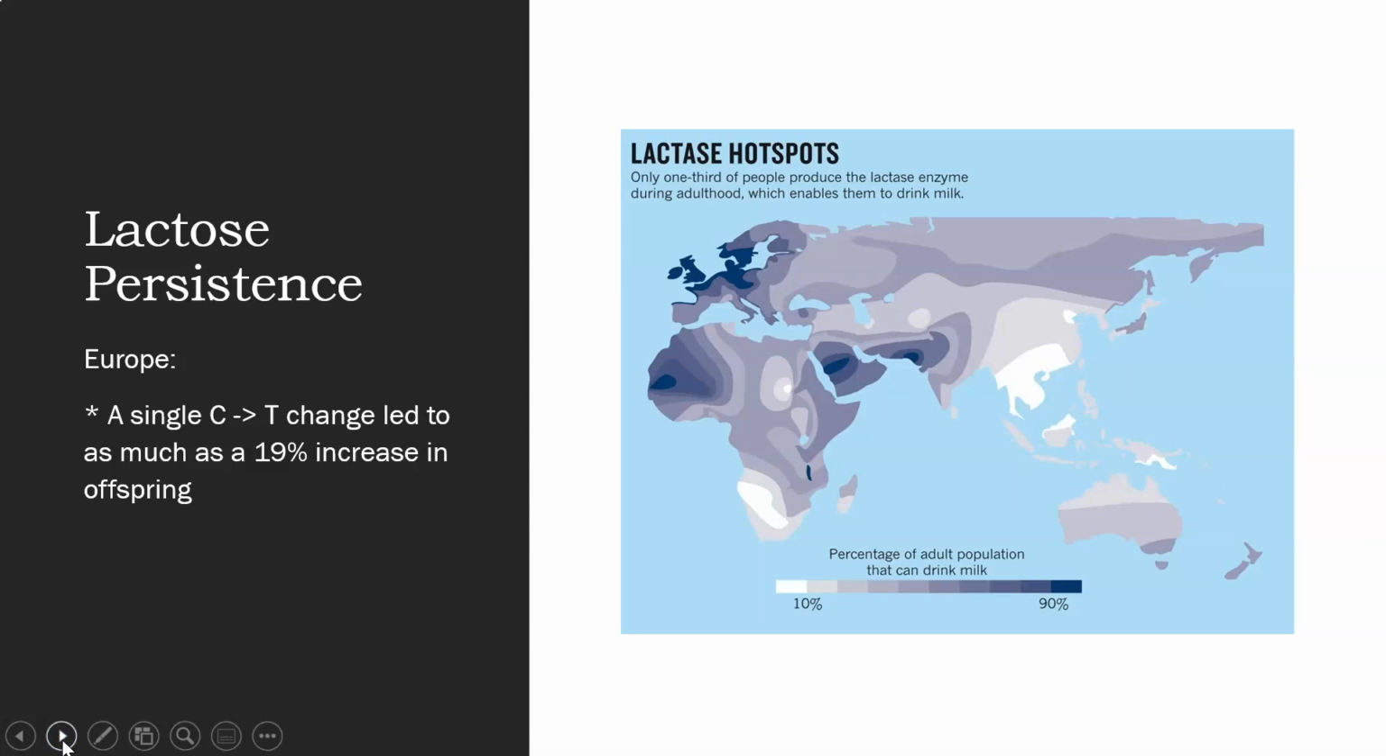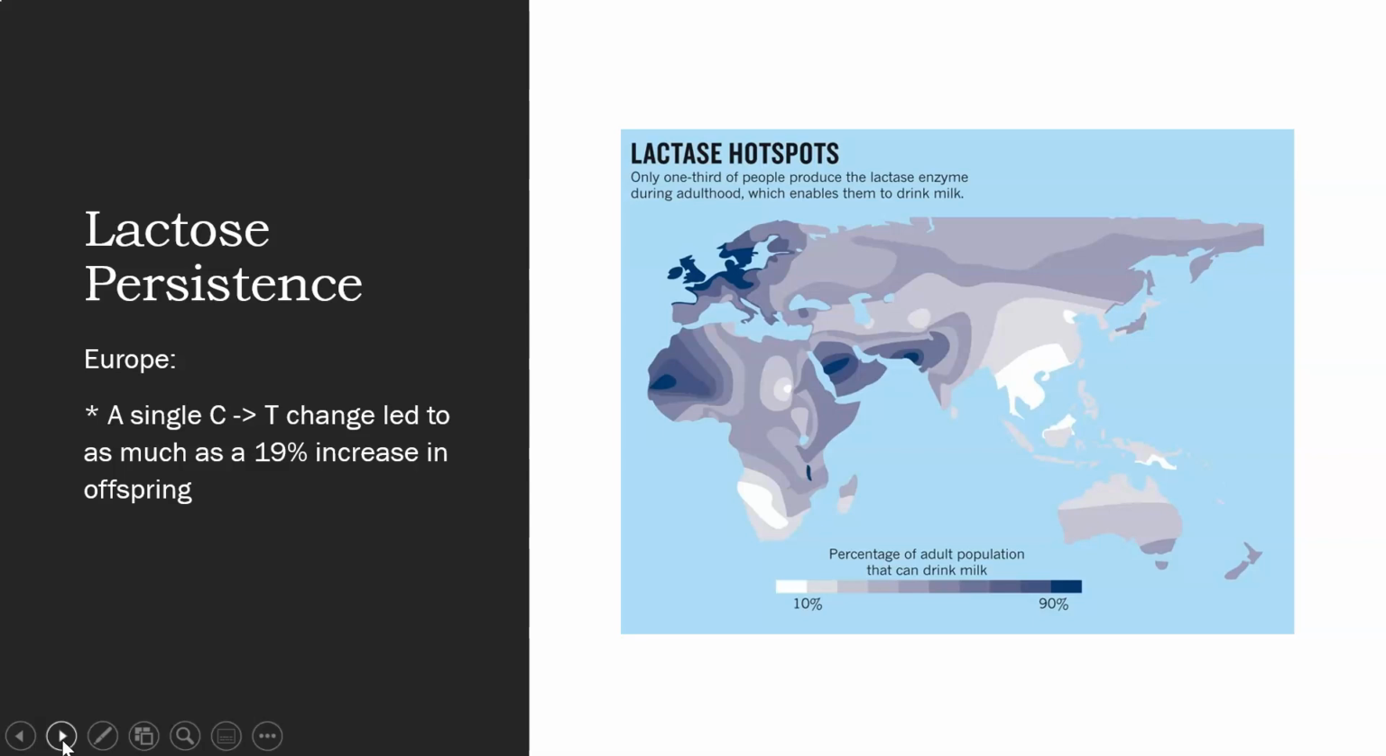A great example of this is lactose persistence. The default state for people is to not be able to digest lactose as an adult. This is something infants do that you grow out of as you get older because you're not consuming milk anymore. But they found in Europe that a single mutation of one base from a C to a T caused adults to be able to digest lactose into adulthood. And this led to as much as a 19% increase in the number of offspring they were able to have during the time when consuming dairy became more ingrained in different cultures.